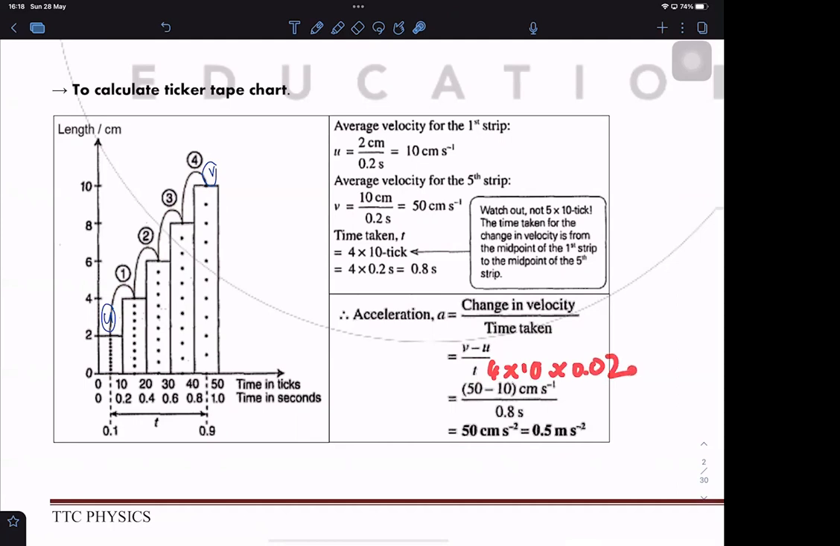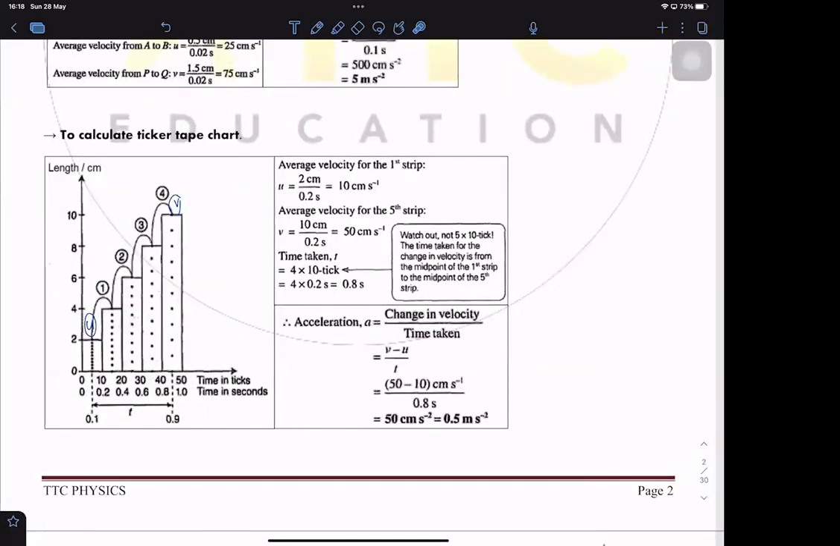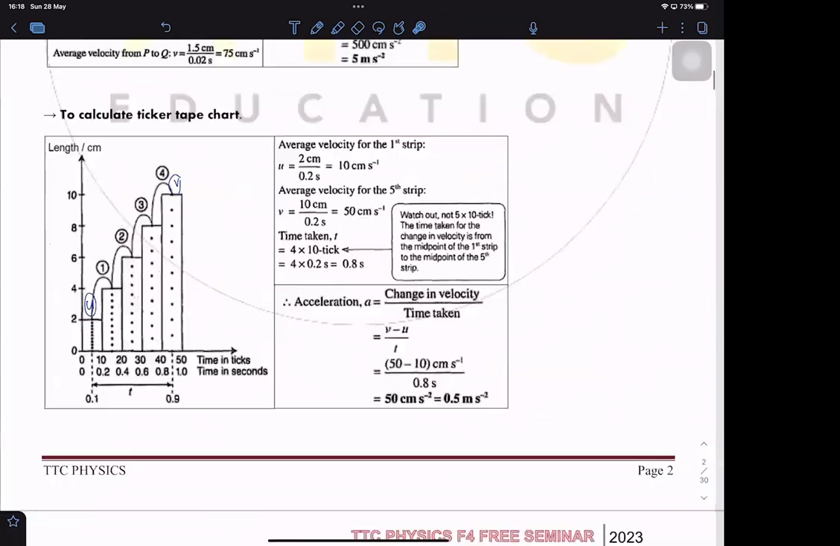Okay? So that's why the time at the bottom is actually 40, or 4 times 10 times 0.02, because each jump is 0.02. Every time you go over, it is 10 jumps already. So the total is 0.8 seconds. That's how you get the acceleration of this thing. Okay, all right, up to here.